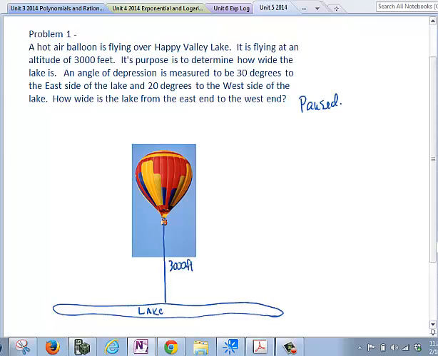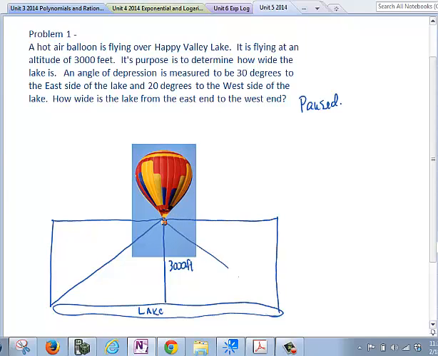And the balloonist is going to sight the west end of the lake. I'm sorry, first sights the east end of the lake. So let's go to the east. At an angle of depression of 30 degrees to the east side of the lake. And so that's 30 degrees. And 20 degrees to the west side of the lake. So that angle there would be 20 degrees.